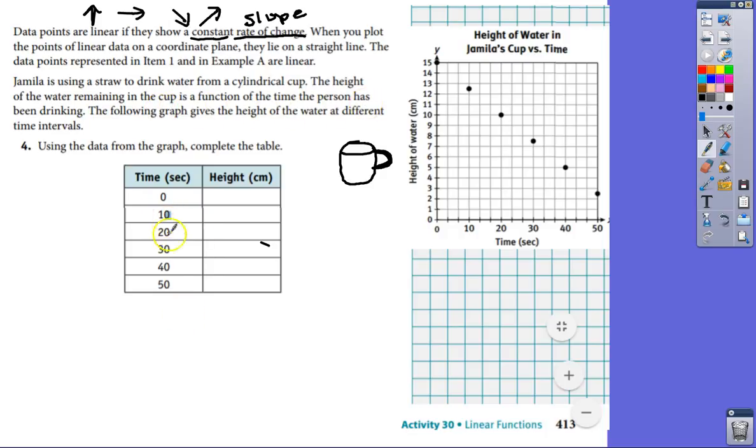Okay. So we have 0, 10, 20, 30, 40, and 50 is the time. And then we look at our graph here, and we can fill that in. So at 10, let's look at 0 first. Skip one. At 0, it says it's 15. At 10, it says it's between 12 and 13, so 12.5. At 20, it says it's 10. At 30, it says it is between 7 and 8, so 7.5. It's always 0.5 if it's in between two whole numbers like that. 40 is going to be 5. And 50 is going to be 2.5.